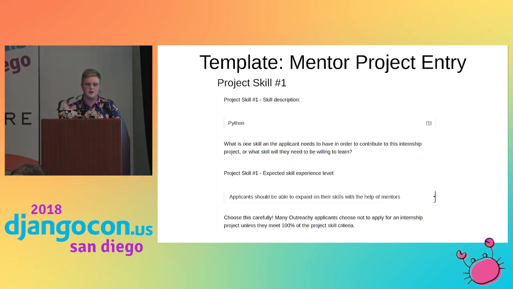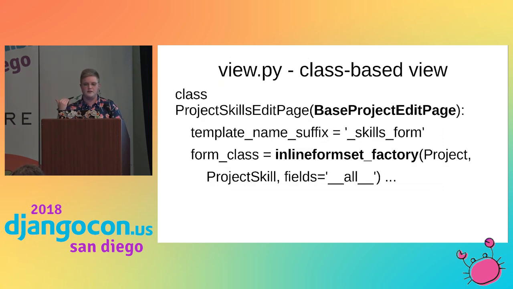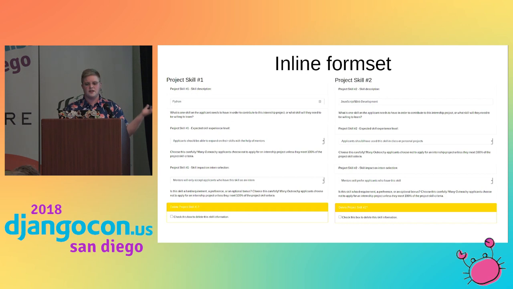And so this is a little bit of the template, what it looks like to actually enter the project skill. We've got the small text field for the project skill name. We have the drop-down for what experience level you need for the skill and what's required. And so finally, digging into a little bit of the view, we've got a parent class that we're subclassing here, which I'll get back to. But this is also an inline form set. So basically what that means is we allow mentors to put in multiple skills at the same time. And that sort of cuts down on them giving a giant list of skills instead of just one. So the inline form set, from the mentor's side, ends up looking a bit like this.